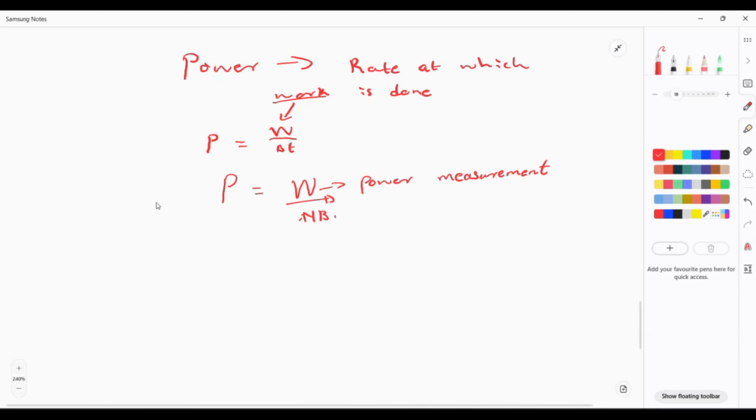So now, what is this other thing that I can give you? You know that W is equal to V I delta T. This is one of the formulas for work. If I rearrange this equation, I can say power is equal to, in the place of W, V I delta T divided by delta T. Delta T cancels, and I'm left with power is equal to V I.